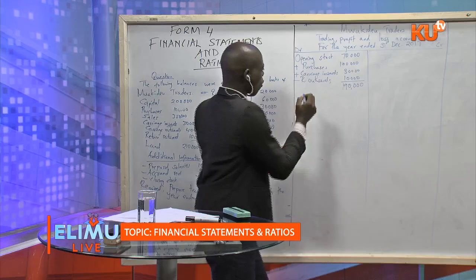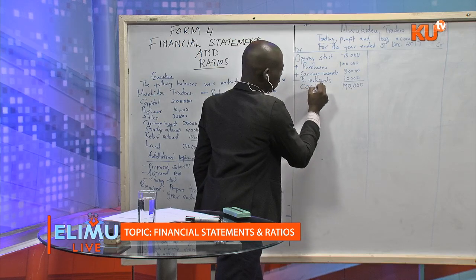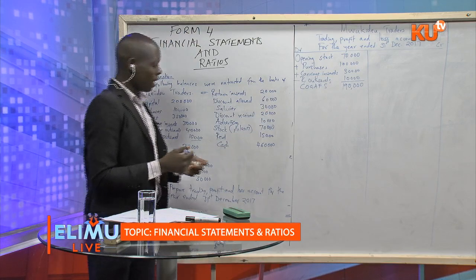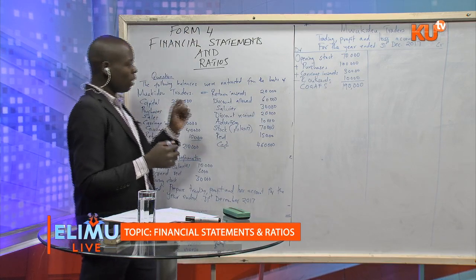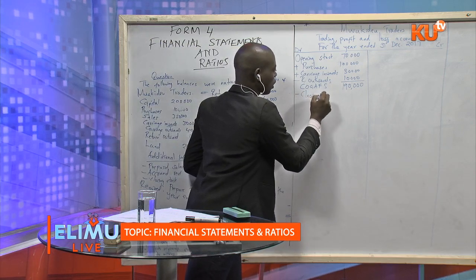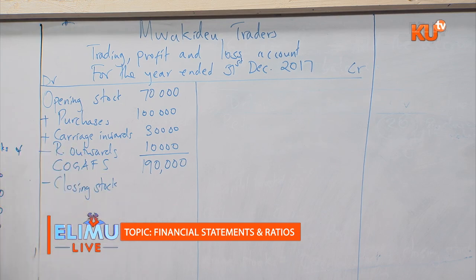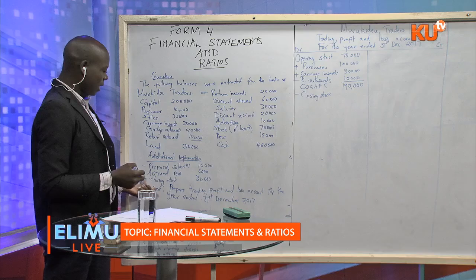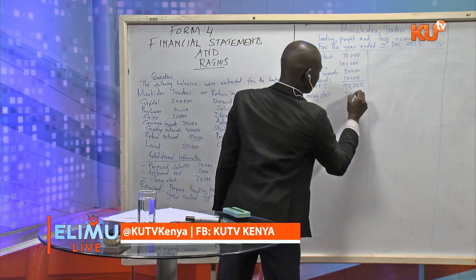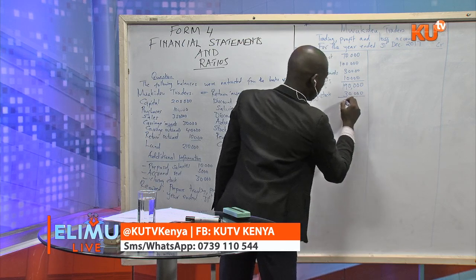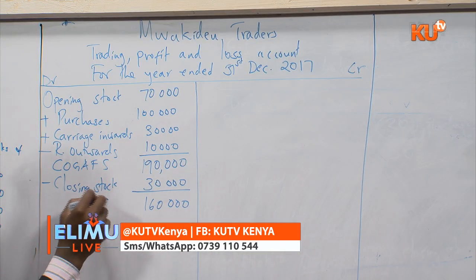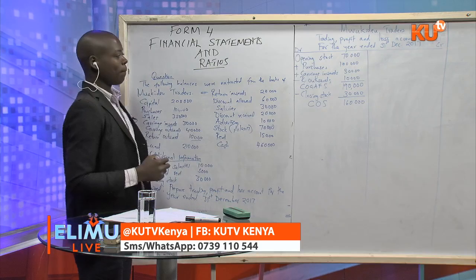190,000. And this figure, we call it the cost of goods available for sale. What is available in the business for sale? That is what we have as 190,000. Then we subtract closing stock. The figure for the closing stock is given in the additional information. That is given as 30,000. So we subtract 30,000 to obtain 160,000. And this figure, we call it cost of sale. That is cost of sale.